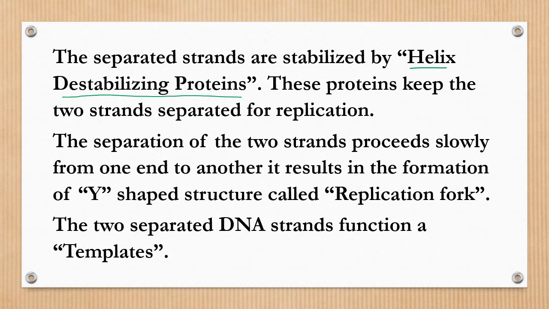The separation of the two strands proceeds slowly from one end to another. It results in the formation of a Y-shaped structure called the replication fork. The two separated DNA strands function as templates, that means the old DNA on which the new DNA strands are formed.